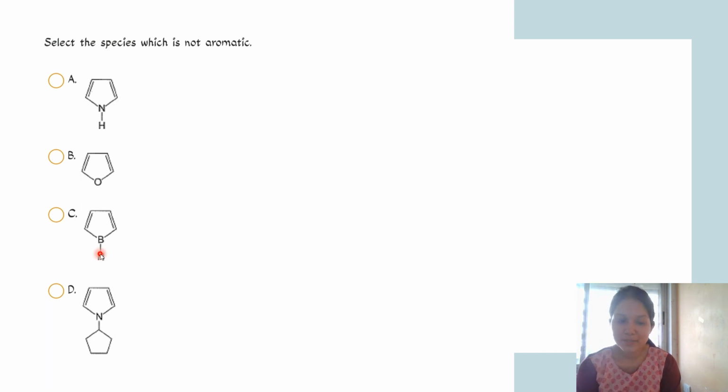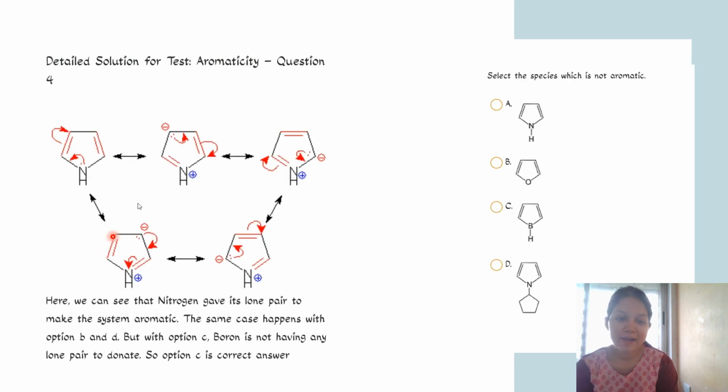Now let us come to option C, which is the boron containing 5-membered ring. So what happens? Boron does not have any lone pair to donate. All the 3 valence electrons of boron are participating in formation of bonds in this compound, and no lone pair of electrons is possessed by boron which can be donated to the ring, so that you get delocalization of pi electrons across the ring. Thus this compound has only 4n pi electrons. And what happens if you have 4n number of pi electrons? You get an anti-aromatic compound, isn't it? So option C, the boron compound, is not aromatic.